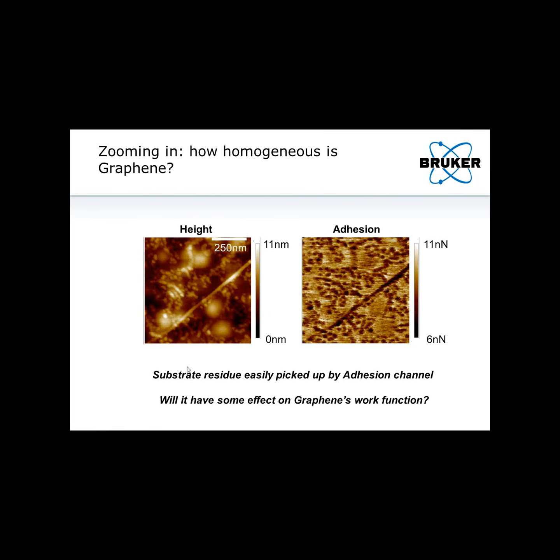And maybe this is some sort of photoresist left over from when the contacts are made on these samples. So the question is, will this contamination or leftover photoresist have any effect on graphene's work function? And what about this topography? As I was asking earlier, what effect would topography have on graphene's work function? Okay, well, let's take a look at the corresponding KPFM image.